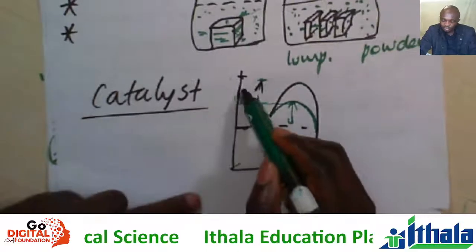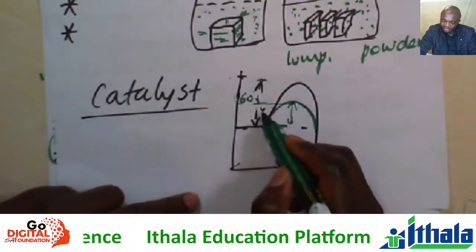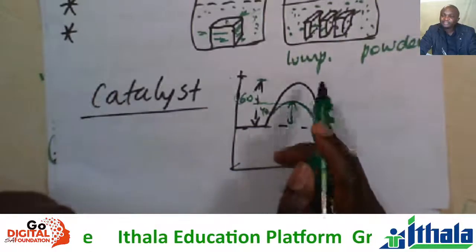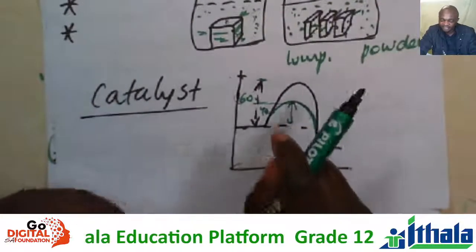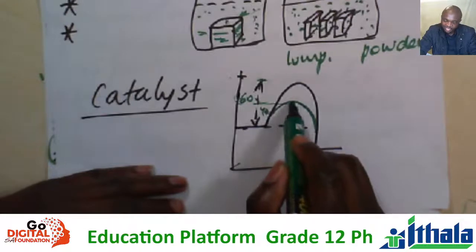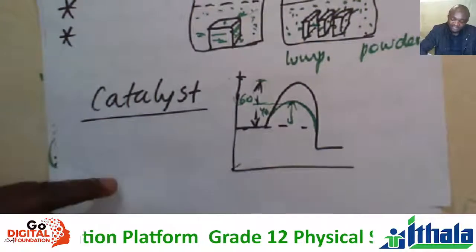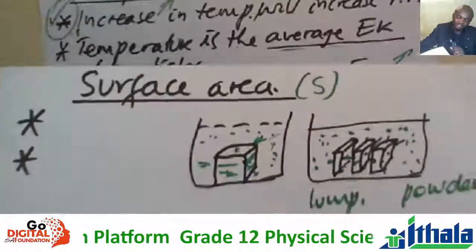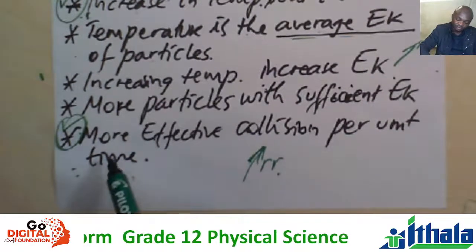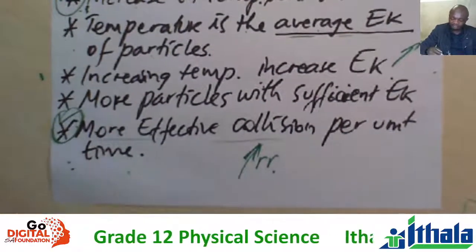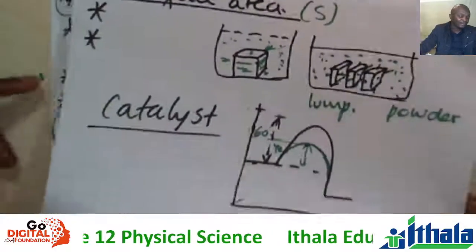But if we lower this activation energy, say to 40, right? Then all these particles that had 50, 47, 45, 58 will now have the required energy. So you will have more particles with enough or sufficient kinetic energy for the reaction to occur. Then you conclude that therefore there will be more effective collisions per unit time. So explain all the factors like that.